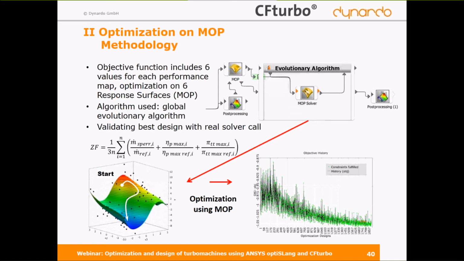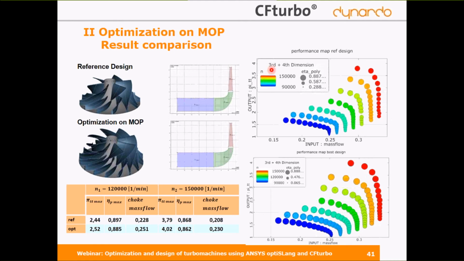This has been done, and after that we analyzed the reference design and the optimized design on the MLP in more details. So we calculated more operating points, and we can have a look at the results regarding both speed lines. We can see, for example, that pressure ratio has been increased at both speed lines. The choke mass flow has been increased, and the efficiency keeps constant or slightly decreased compared to the reference with the optimized design.